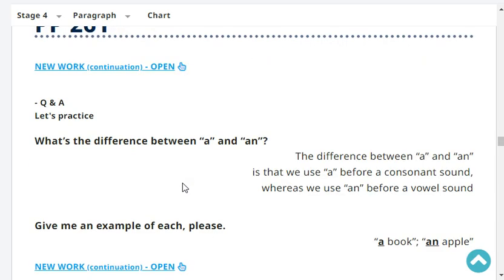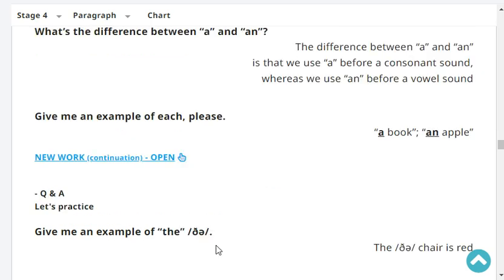What's the difference between a and an? The difference is that we use a before a consonant sound, whereas we use an before a vowel sound. Give me an example of each, please. A book, an apple.